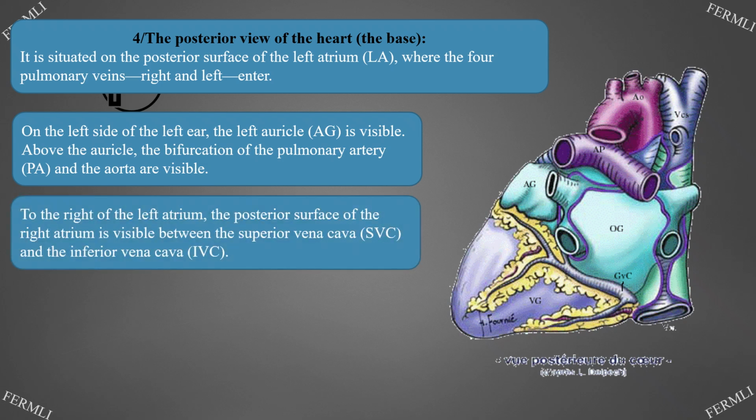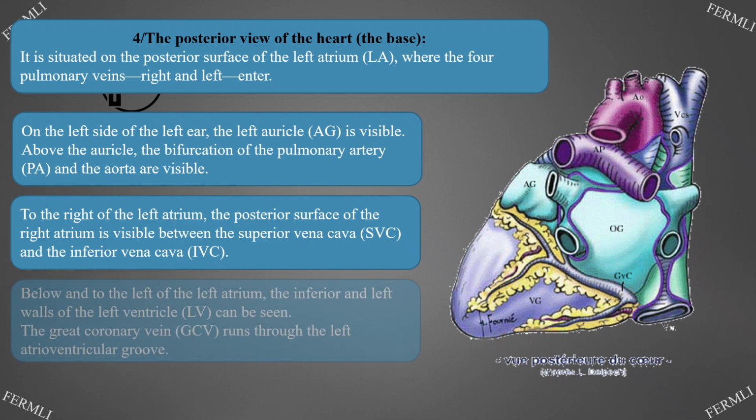To the right of the left atrium, the posterior surface of the right atrium is visible between the superior vena cava, SVC, and the inferior vena cava, IVC. Below and to the left of the left atrium, the inferior and left walls of the left ventricle, LV, can be seen. The great coronary vein, GCV, runs through the left atrioventricular groove.